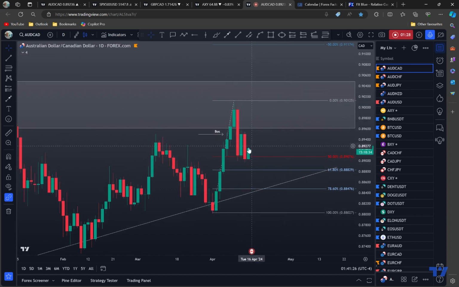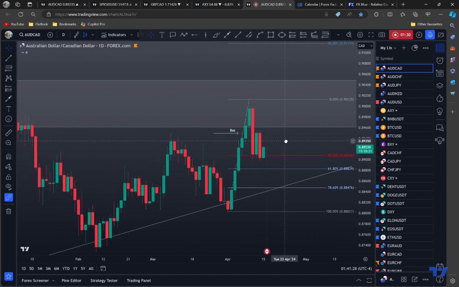But the kind of setup that I would like to see through here would be, because we don't know if this is going to trade further south, we've got this big green candle here. So the next port of call in terms of support would be these highs. So let's just call it support.